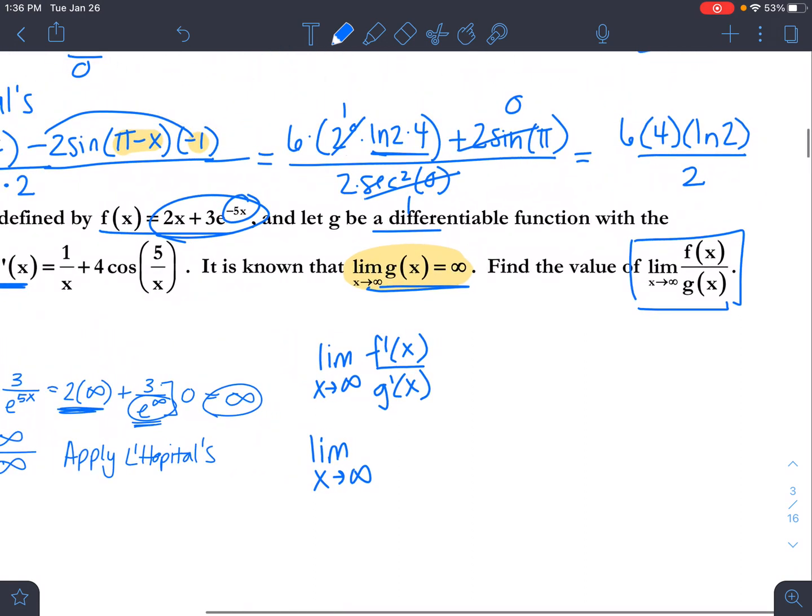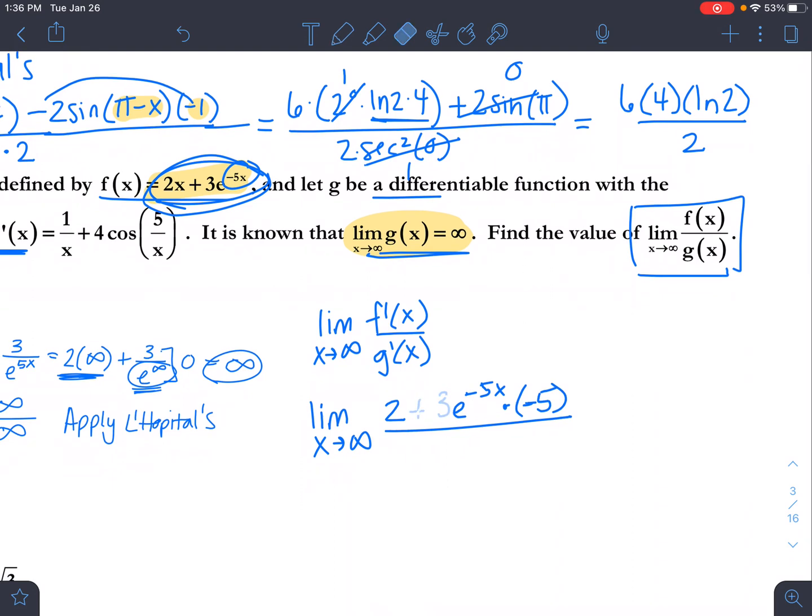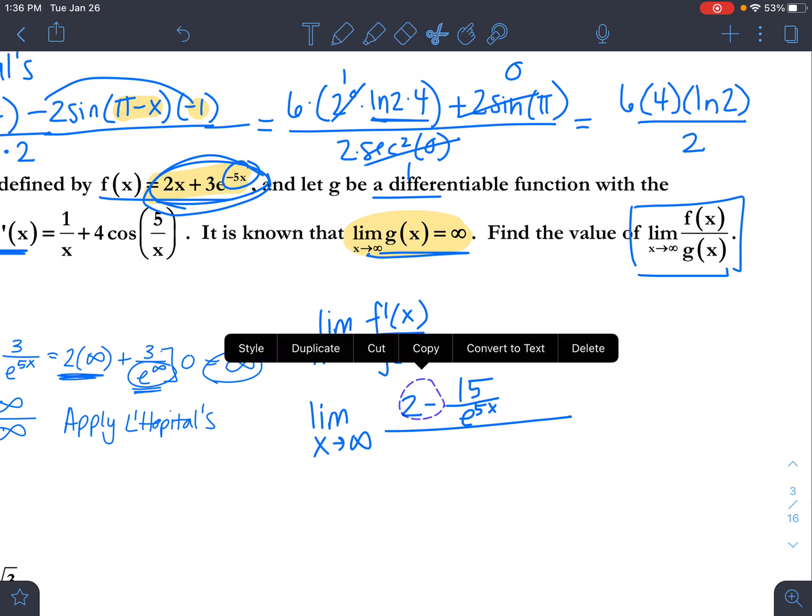okay, F prime would be 2, I'm reading right here, okay, 2x would be 2 plus 3 e to the negative 5x times negative 5. So don't forget about chain rule there for that exponent. E to the u is itself, and then times u prime, divided by, let's see, so I'm going to rewrite this as negative 15 if that's okay with you guys. So it's 3 times negative 5. So now I have this, and I may rewrite it one more time. Stick with me here. I'm going to rewrite it like this. Okay, so 2 minus that.